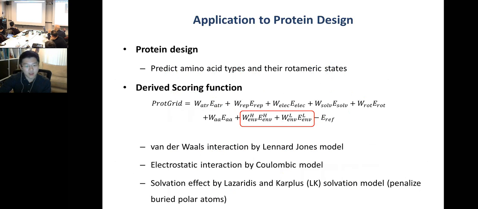The goal of a protein design system is to predict amino acid sequence and their rotamer states for a given backbone structure. So the derived scoring function included terms taking into account the rotamer-specific environment features, as well as common energy terms like steric potentials and solvent energy terms. These two terms basically measure the degree of matching between the extracted rotamer-specific environmental features and the steric environment of a considered residue.